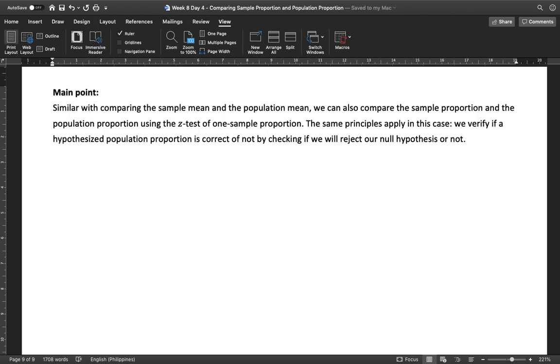Ang next lesson naman natin would be how we perform correlation and regression analysis. Medyo heavy yun kasi mahaba ang steps nun.